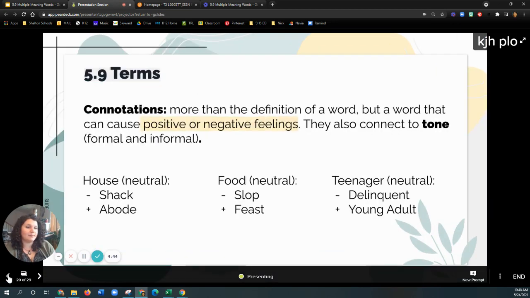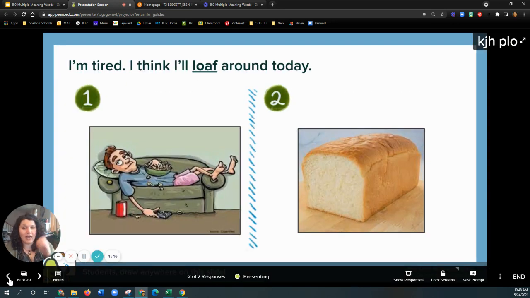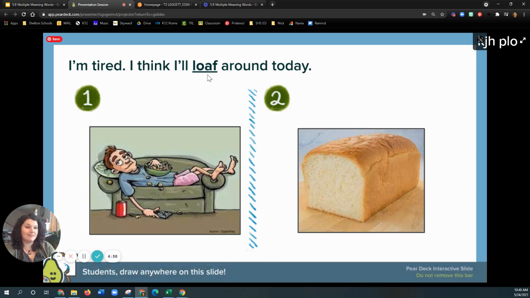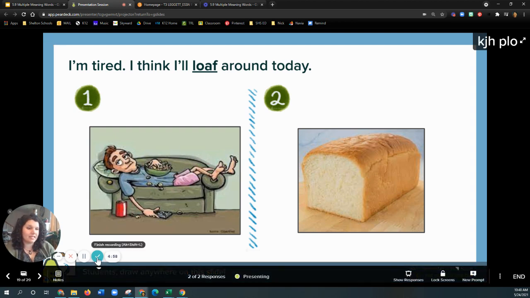So that wraps up homonyms. And homonyms are words that look the same, with the same spelling, but they have multiple meanings. So sometimes it can be confusing in writing. Okay, let's look now at connotation and denotation.